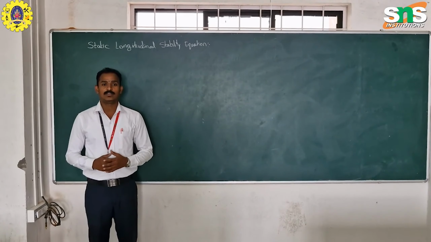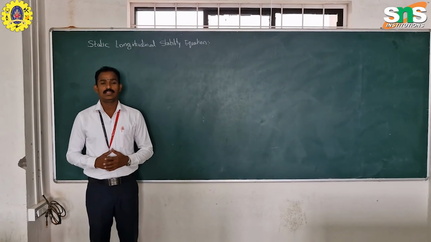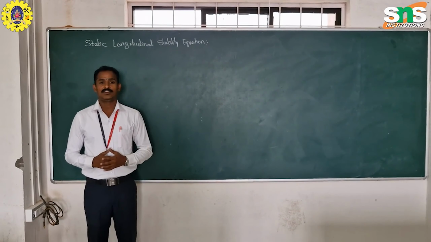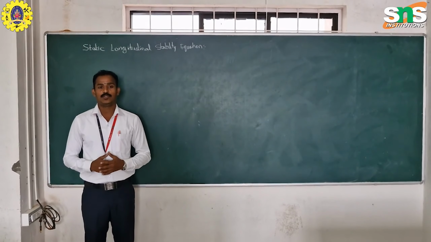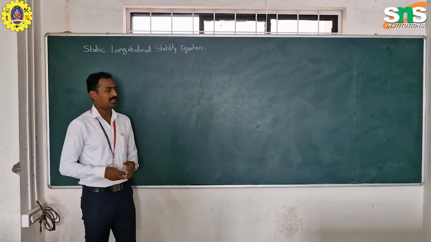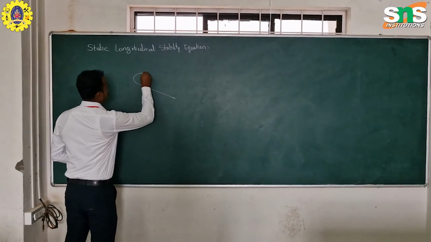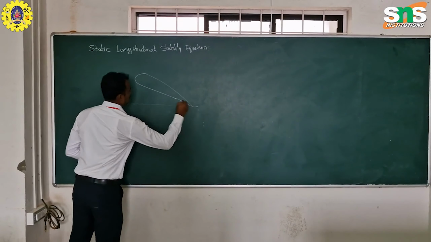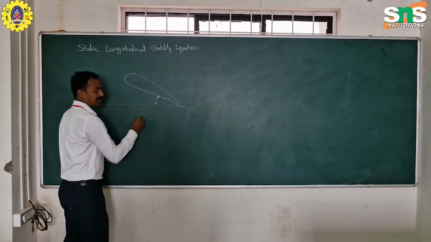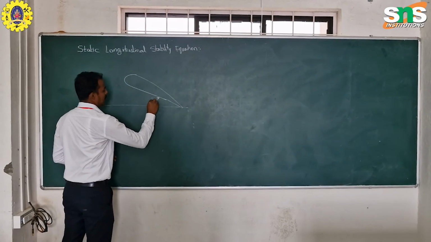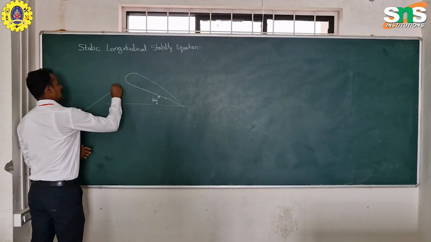Today we are going to discuss static longitudinal stability and the stick fixed condition. Before that, we have to find out the normal force and the chordwise force of the airfoil. Let us take an airfoil which has an incident angle i_w and a free stream velocity V infinity, and the angle of attack alpha. Let us consider all the forces acting at the aerodynamic center.